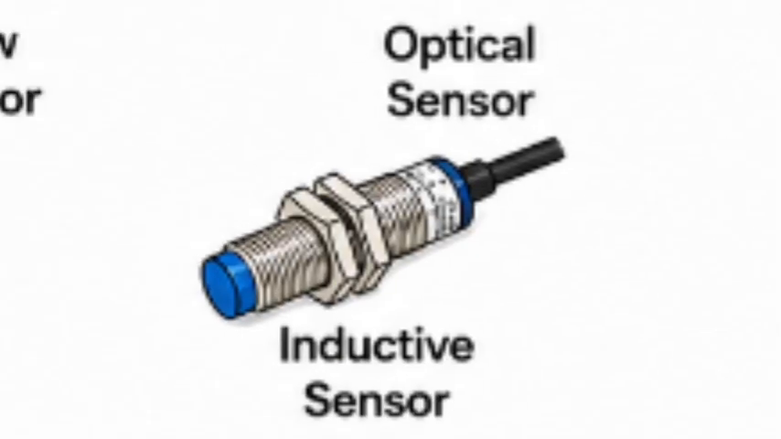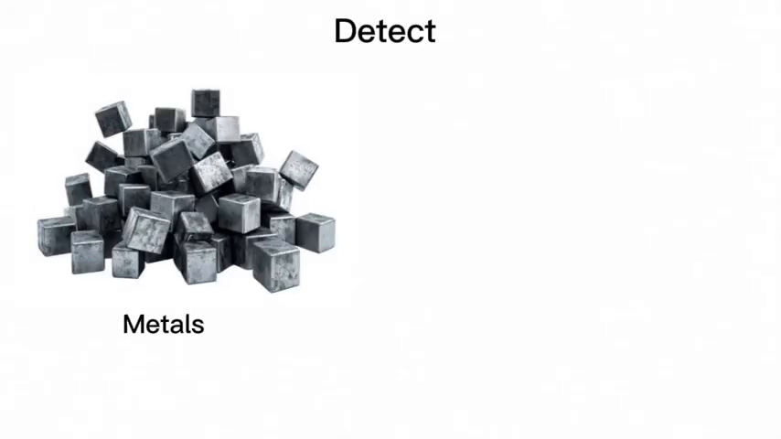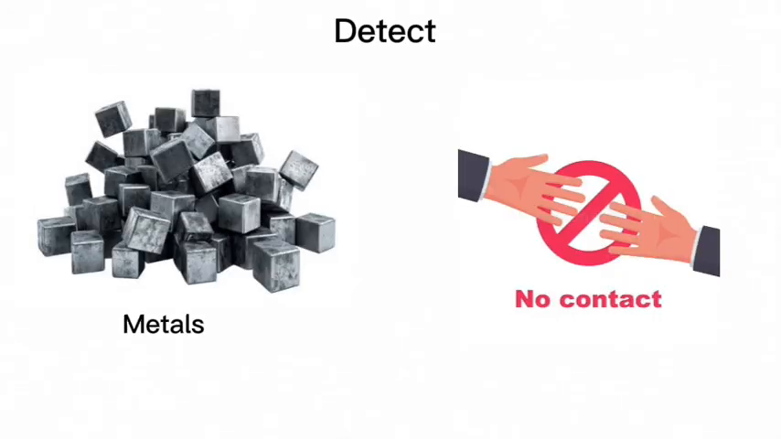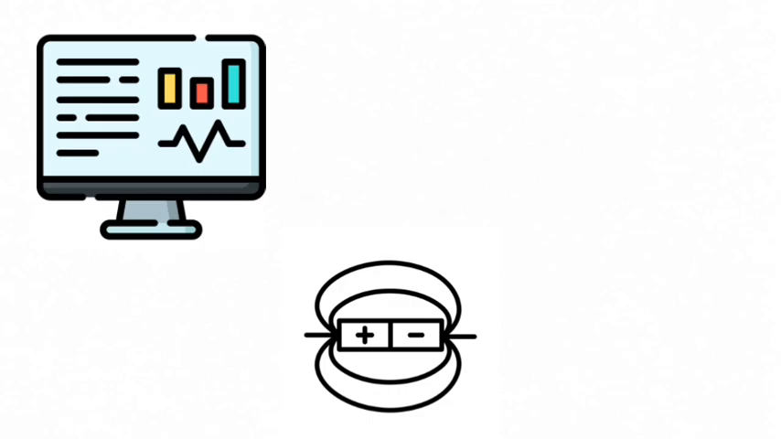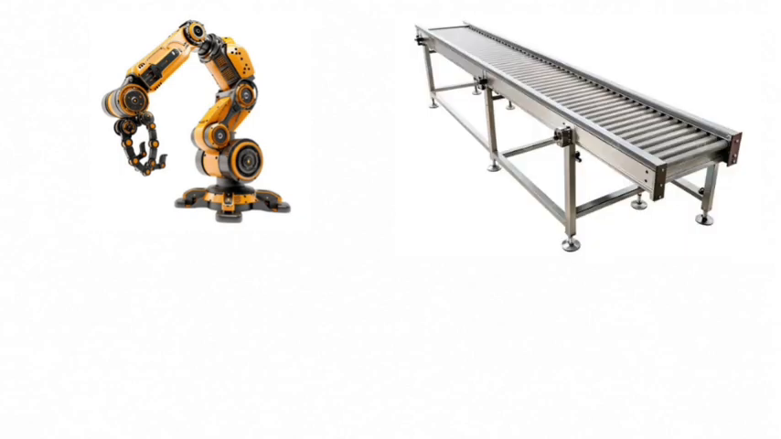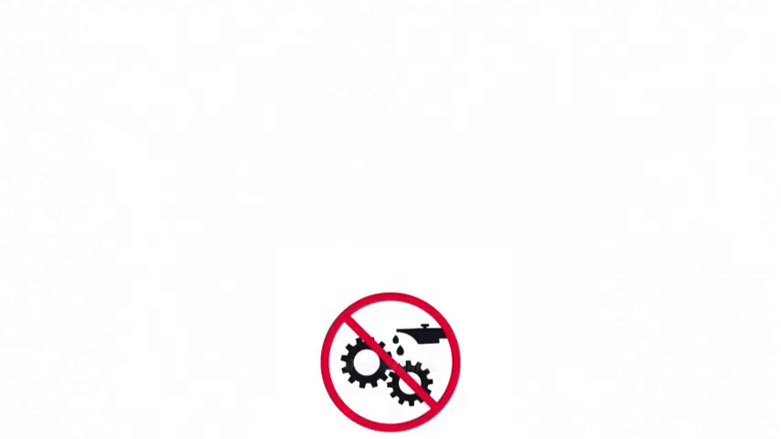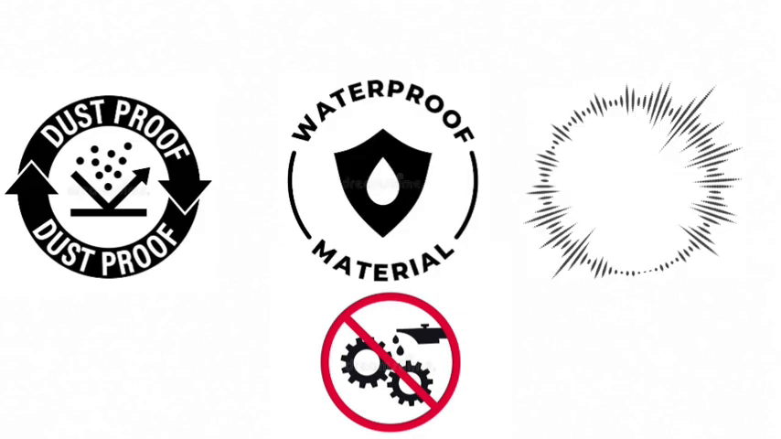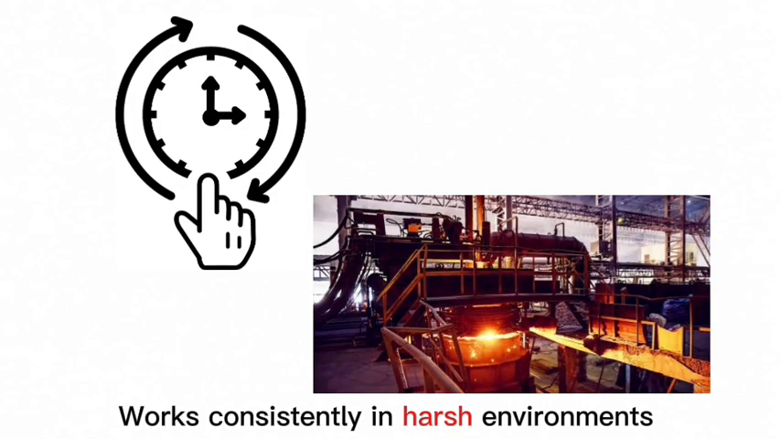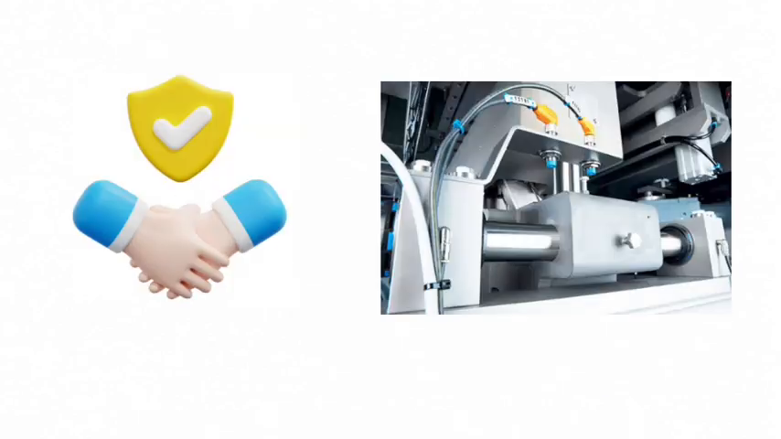Inductive sensor. Inductive sensors are designed specifically to detect metallic objects without physical contact. They create an electromagnetic field and monitor changes caused by nearby metal. These sensors are widely used in industrial automation, conveyor systems, and machine positioning applications. Because they contain no moving parts and are resistant to dust, moisture, and vibration, inductive sensors are highly durable and reliable. Their ability to perform consistently in harsh environments makes them a trusted solution for industrial sensing tasks.